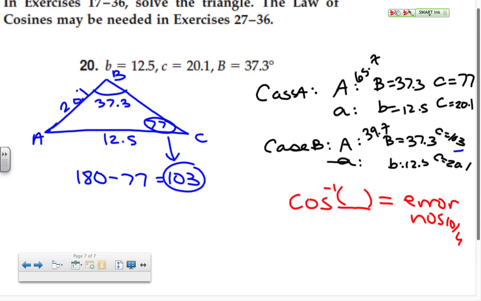So now if you want to work this problem out on your own, I will put the answer up here. Little a for this one is 18.8, and little a for this one is 13.5.